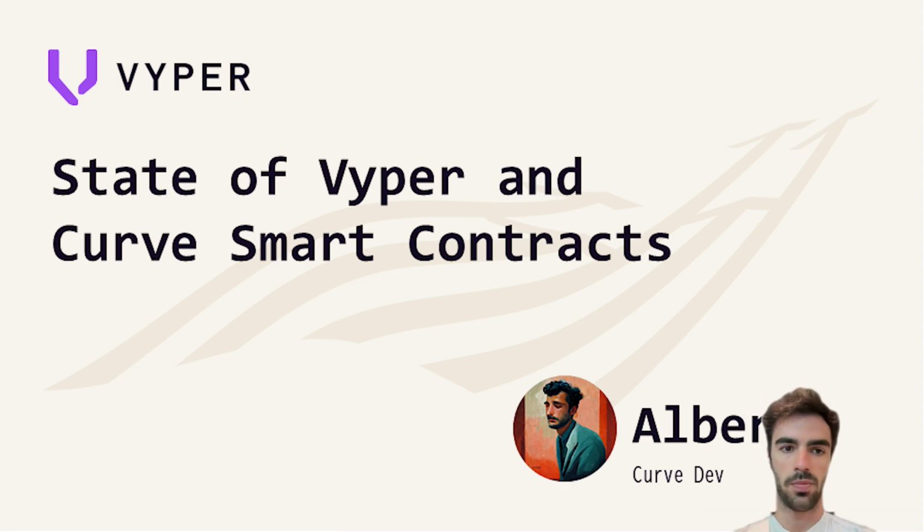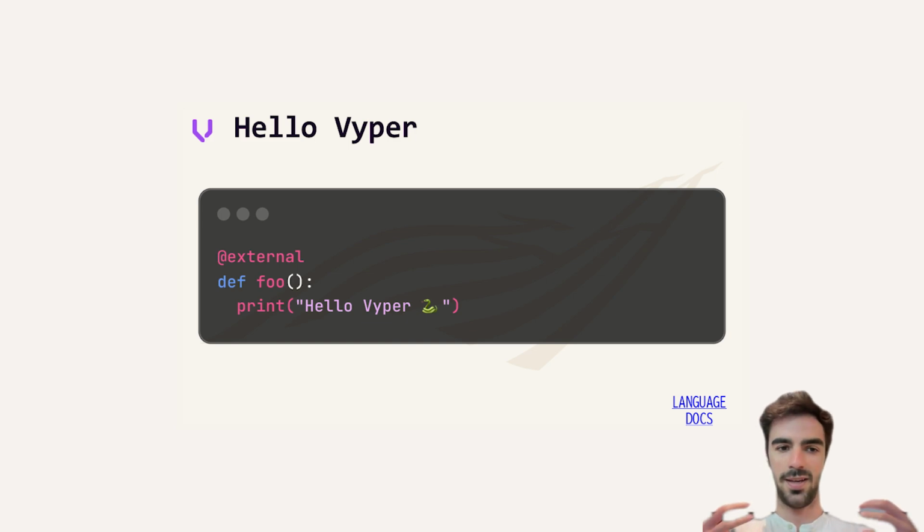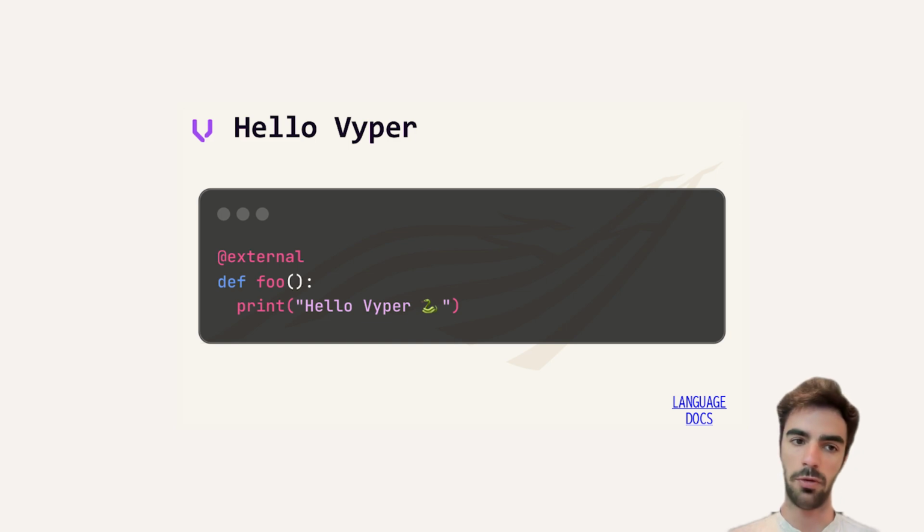And probably, if you've lived under a rock in the past years, this is what Vyper looks like. As you can see, it really looks very close to Python. The syntax is very Pythonic, which is not a coincidence, and we'll get into why later. And as you can see, it tries to translate elements that come from the smart contract world, like external functions, into Vyper decorators, like the external decorator you can see here.